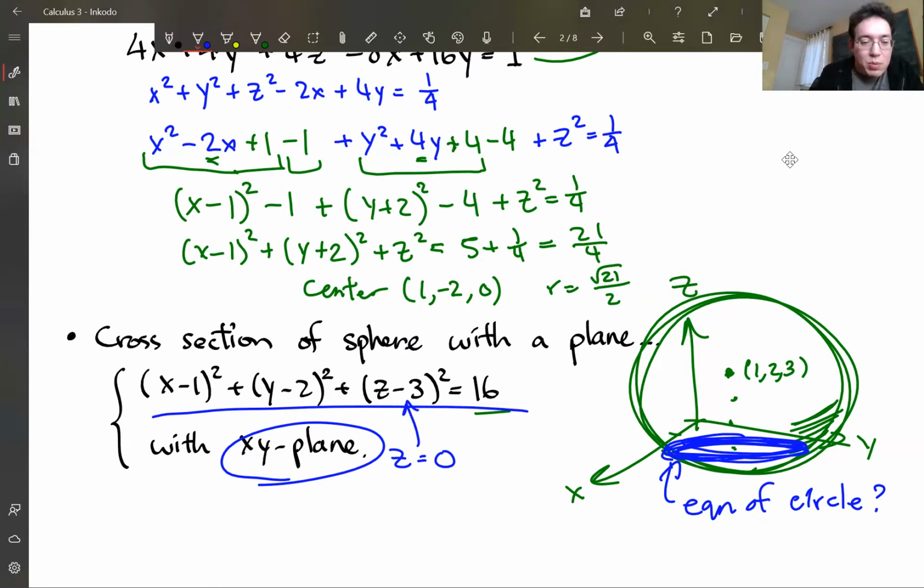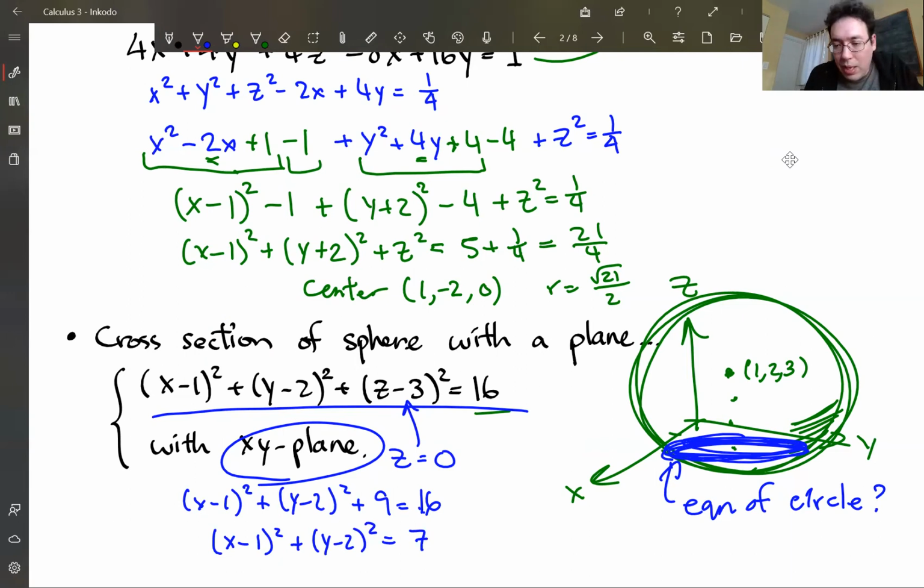So we get x minus 1 squared plus y minus 2 squared plus 0 minus 3 squared, so that's just 9, equals 16. And if I subtract 9 from both sides, I get 7. So the equation of that circle is exactly that. So the radius of the blue circle would be the square root of 7. Right? I hope that makes sense.